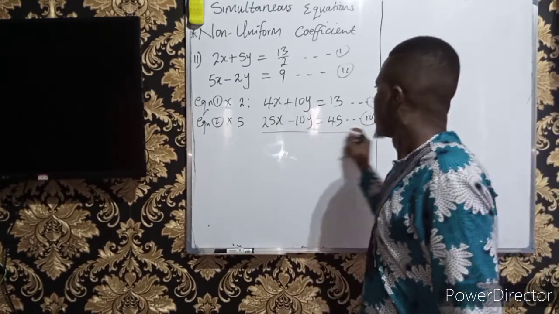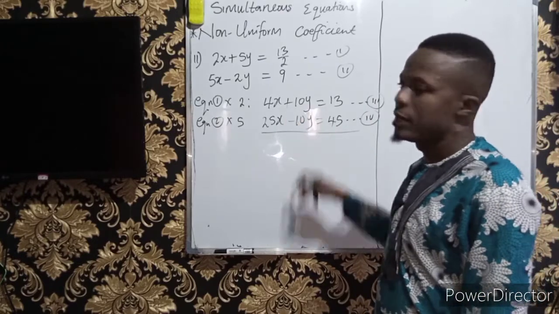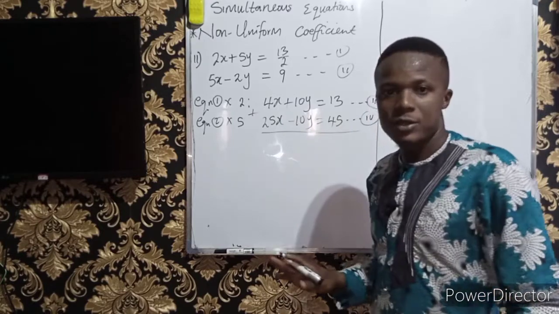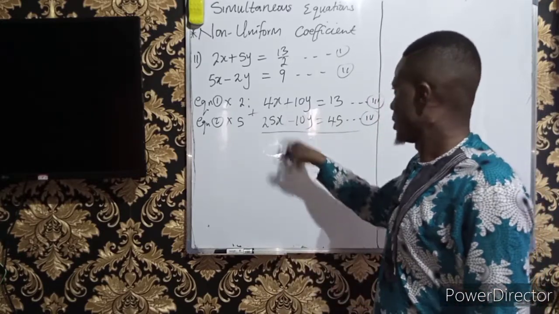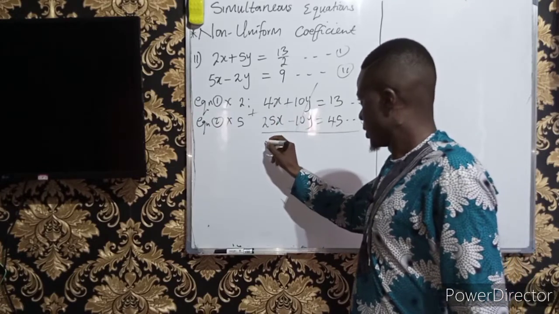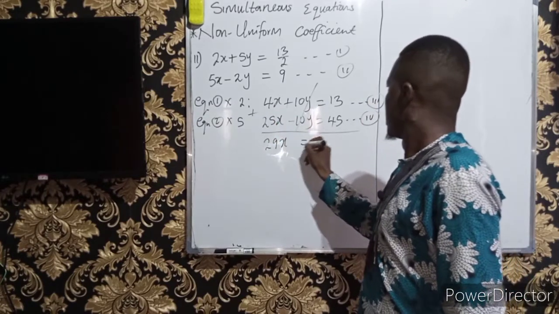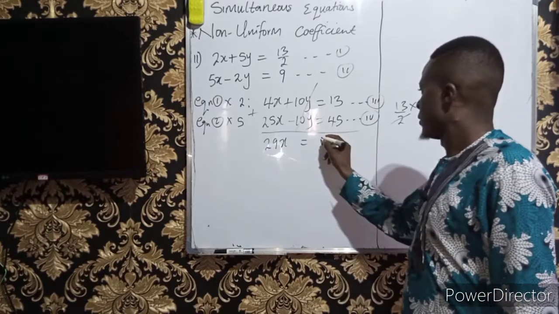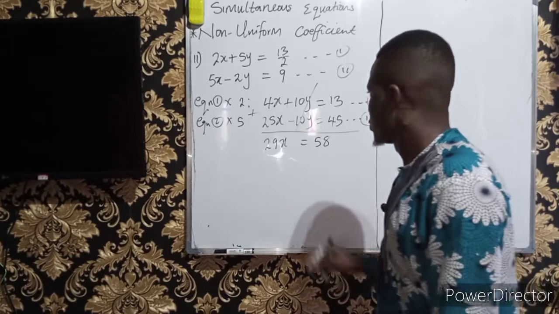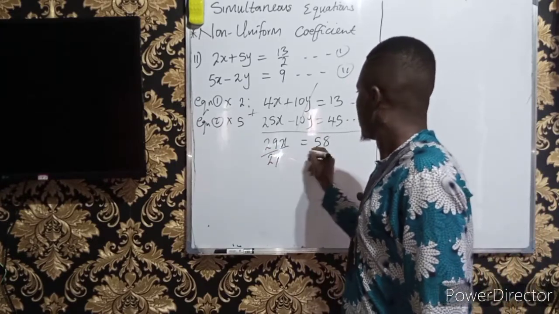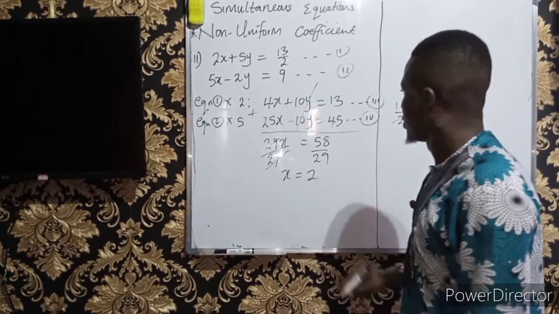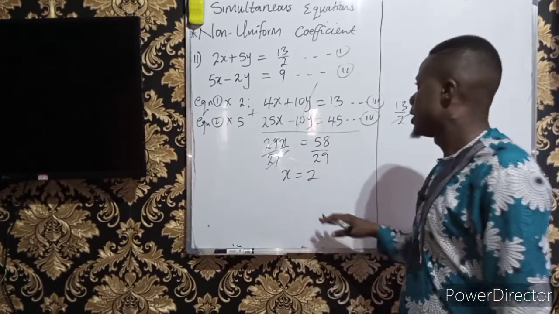Now, if we add, y will be eliminated because when I say 10 plus minus 10, it will give me 0. So I have to add the two so that y will be eliminated. 4 plus 25 will give us 29x equals, when I add here, I'll have 58. So I'll divide both sides by 29, which is the coefficient of x. When I do that, x will give me just 2. So you can now see that the value of x is 2.